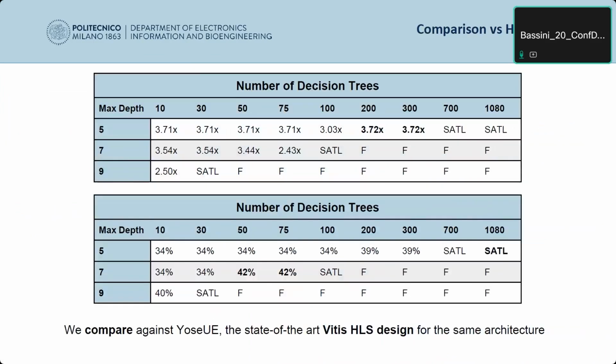So what we did is compare the performance of our SATL-based accelerator with a state-of-the-art accelerator for the same task that was based on a previous Vitis high-level synthesis design. And here in the table, you can see a few different parameters. On the x-axis, you have the number of trees that you can fit on the architecture. And on the y-axis, you have the maximum depth of the trees for these models.